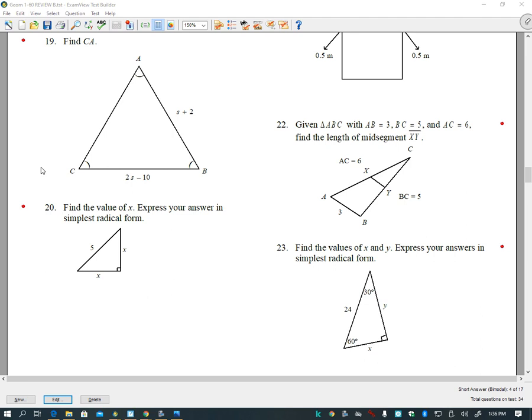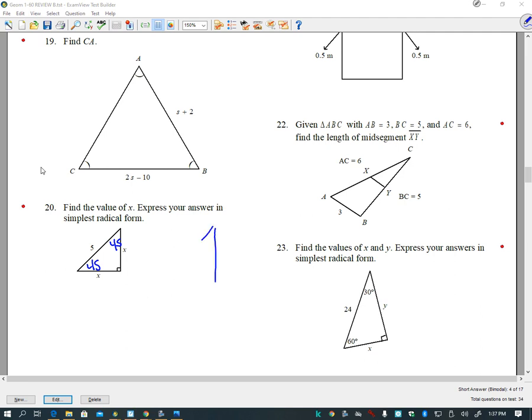Question number 20, find the value of x. Express your answer in simplest radical form. Let's see, Garrett, what type of triangle is that? It is a right triangle. Does anybody know more specifically what it is? What'd you say? 45, 45, 90. That is correct. Now, we don't have to know that to get it right, but it really, really helps.